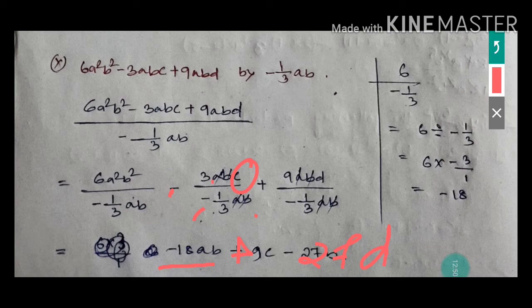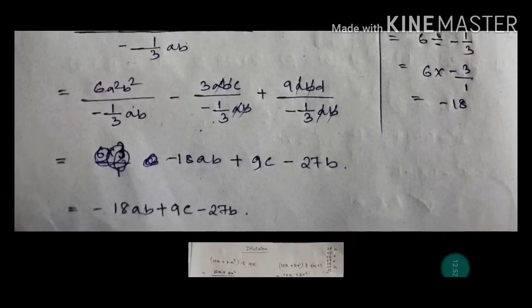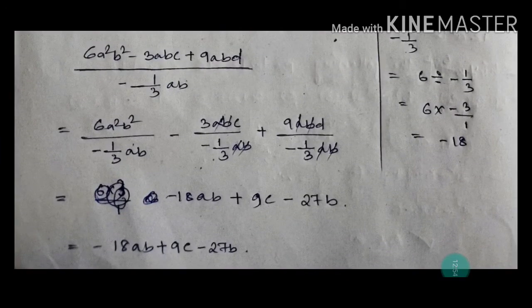Okay. So the answer will be minus 18ab plus 9c minus 27d. Though I have written b here, it will be d. Okay.